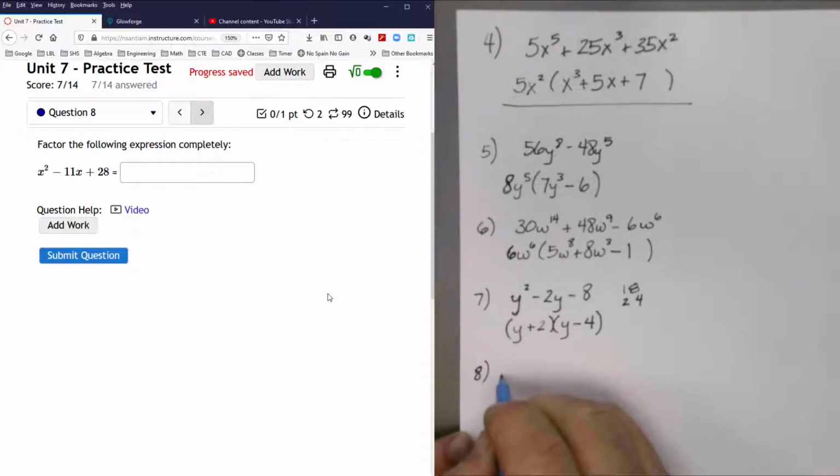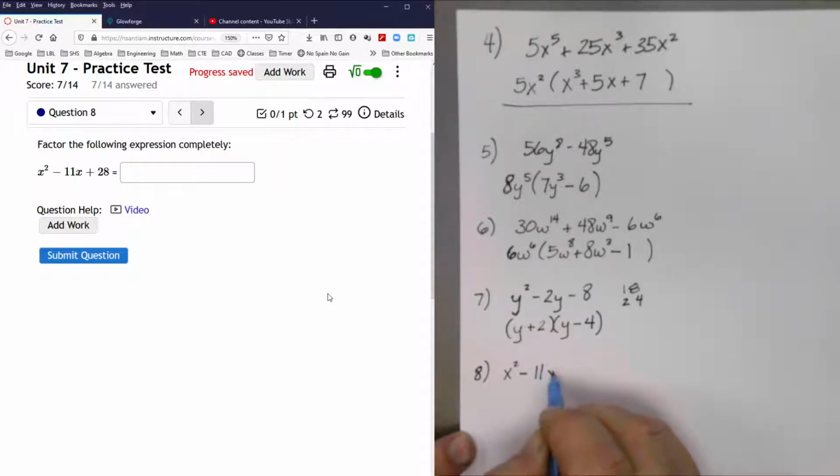Trying to factor that completely. So as I'm writing this out, I'm thinking about the factors of 28 that add up to negative 11. Now this 28 here is positive. That means when I multiply two numbers together, they have to be the same sign. They both have to be positive, or they both have to be negative. Since this middle number is negative, when I add those together to get a negative, that tells me that both of these factors have to be negative numbers.